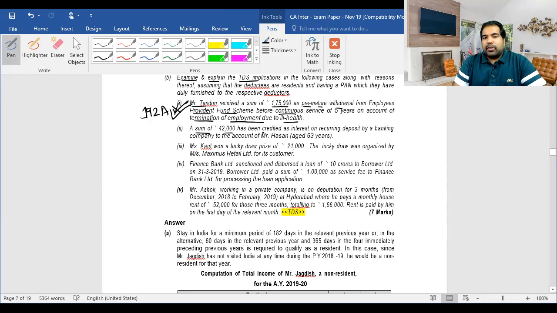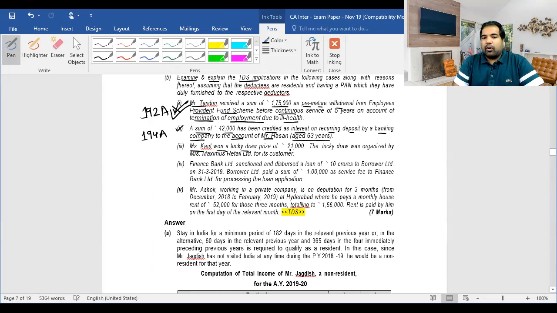Next, a sum of 42,000 has been credited as interest on recurring deposit by a banking company to the account of Mr. Hassan, 63 years. For a bank, when they pay up to 50,000 rupees to a senior citizen, no TDS. So you will quote section 194A for Axis Bank and no TDS in this case also.